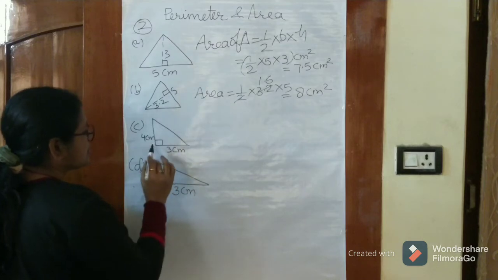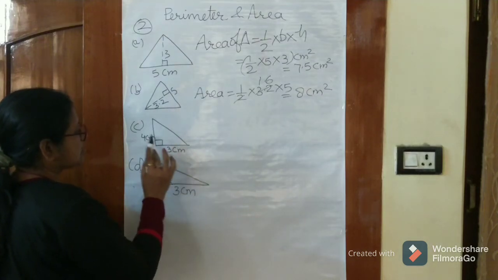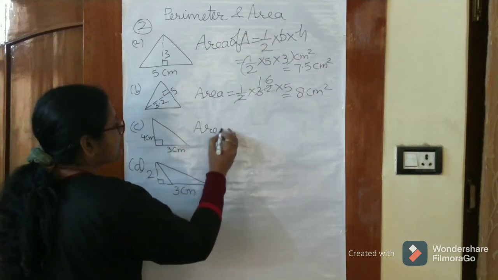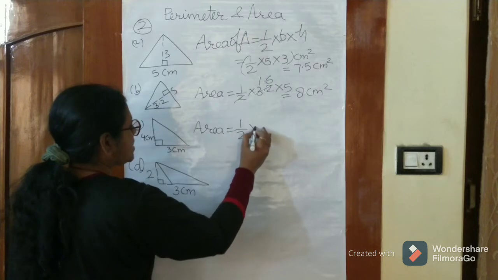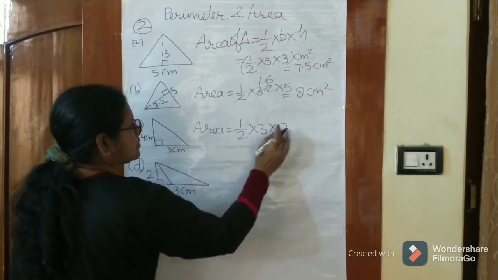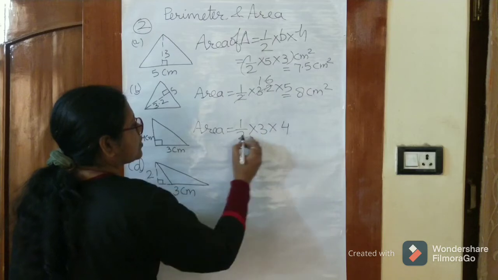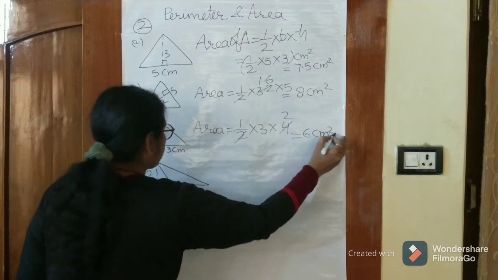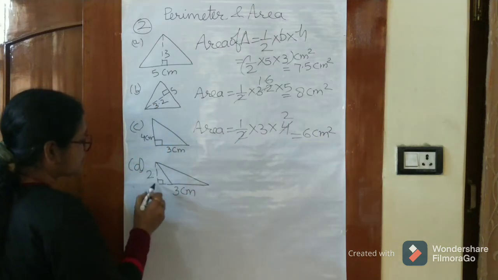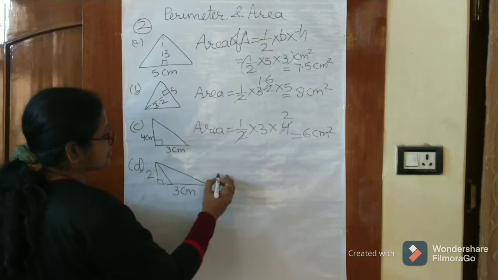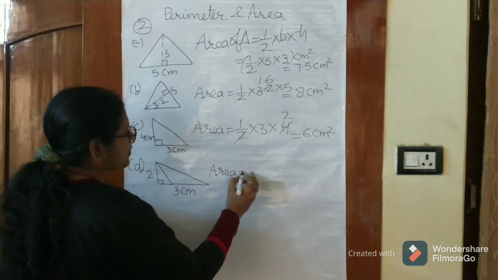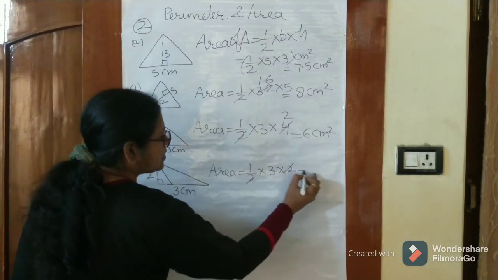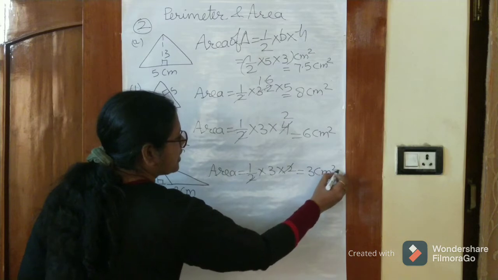Third question, this is the 90 degree line and this is the base. So 4 centimeter is the height and 3 centimeter is the base. So the area will be again the same formula, half into base into height. Height is 4, so we will cancel it with 2. So it will be 6 centimeter square. Last part, this is height 2 centimeter and the base is 3 centimeter. So the area will be half into 3 into 2. 2 and 2 cancel. 3 centimeter square.